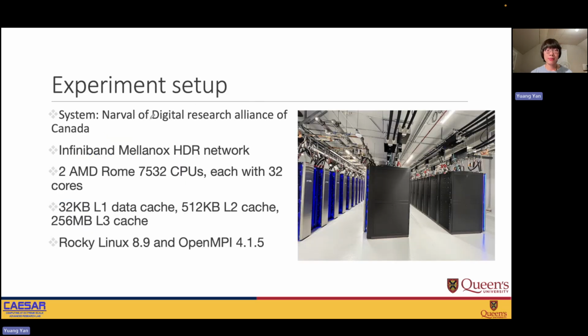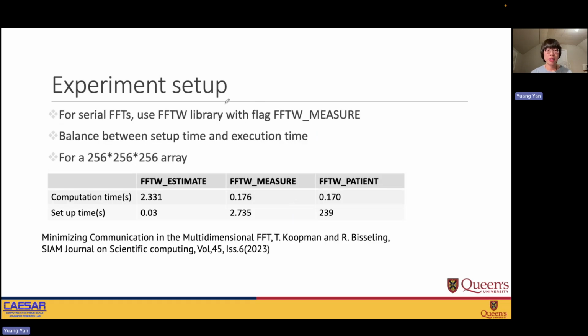And for the experiment setup, we use the Narval cluster of the Digital Research Alliance of Canada, and the specifications are covered in the paper. Here's the short list. For the serial FFTs, we are using the FFTW library with the flag FFTW_MEASURE. We're taking this flag because the FFTW library provides different flags for creating their calculation plans.